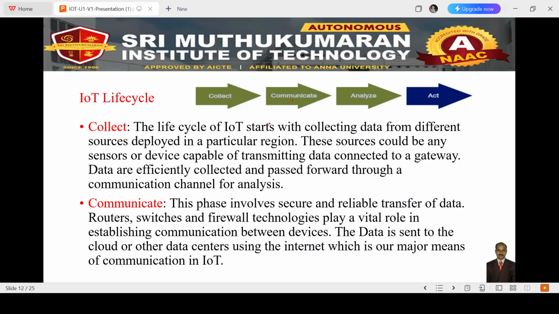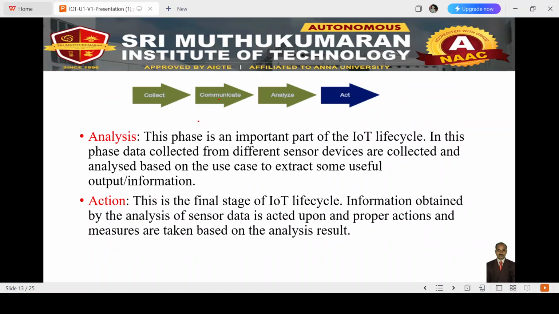So it starts from collecting the data, and then communicating the data in a secured as well as reliable format. And the third part is analysis. As I said, it should be usable, readable by some other third party applications or whatever it may be. The last one is action, because whatever we are doing, finally we need to end up with the proper actions as well as some good results, and the end users have to be satisfied.